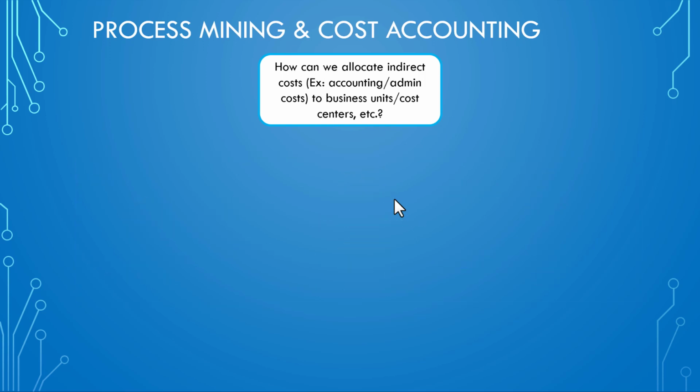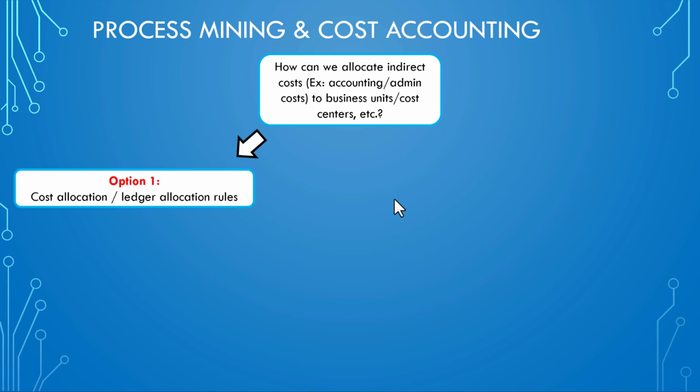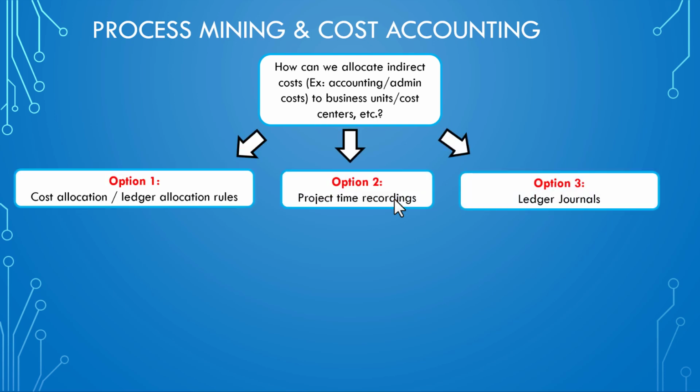And then the question is, what tools do we have available? And well, I found 3 tools here. First, we can use cost allocations or ledger allocation rules in Dynamics. We can use project time recordings, and finally ledger journals. If you do not know how to use ledger allocation rules and project time recordings for cost allocations, then have a look at my previous posts where I illustrated this in more detail.